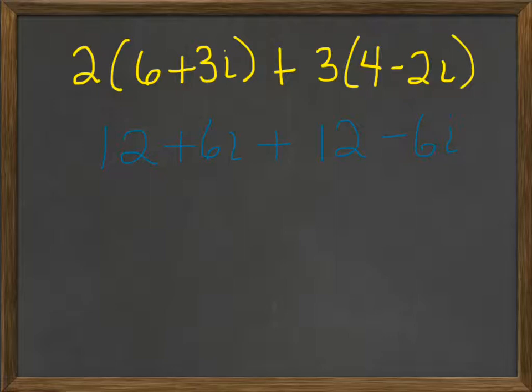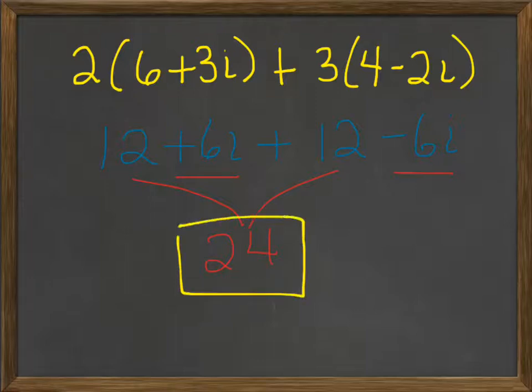Notice that we have a positive 6i and a negative 6i. Those two terms will cancel each other out, leaving us simply with the 12 plus 12, which is 24. So we bring our 12 plus our 12 in. Notice that we added two complex numbers together, and we have a real number as our answer because the imaginary components canceled out.